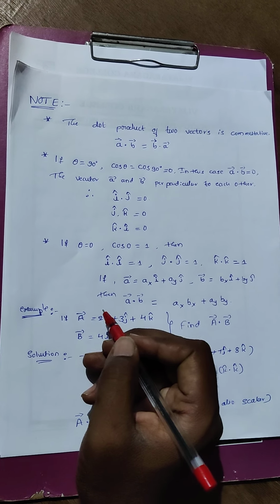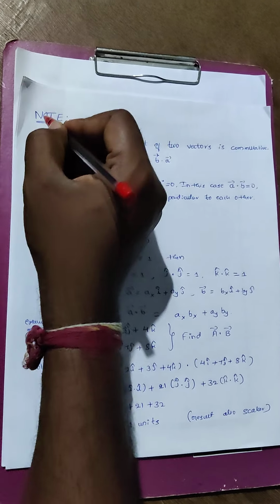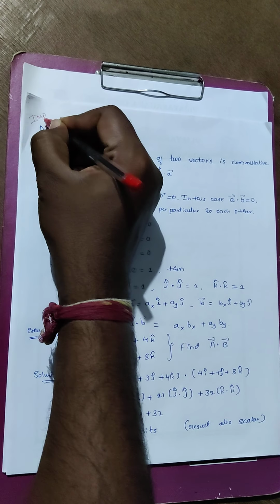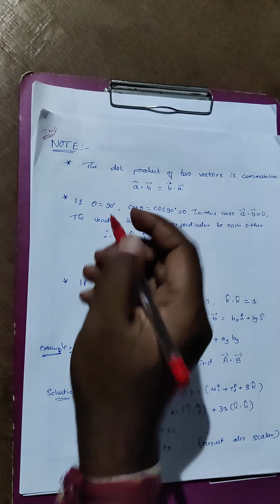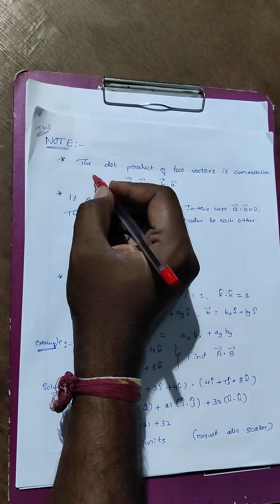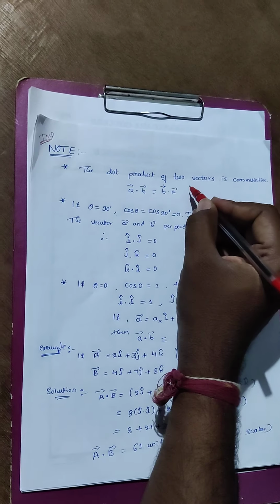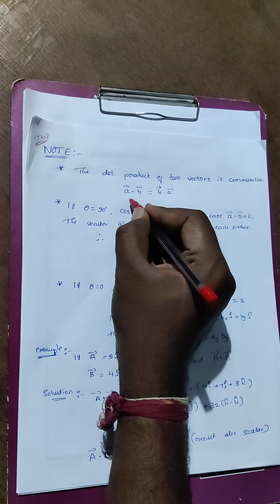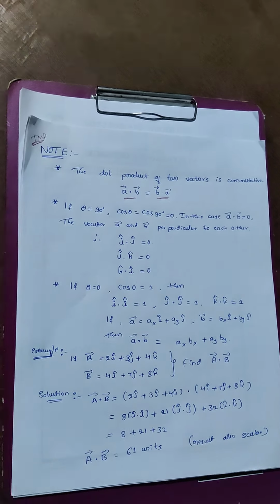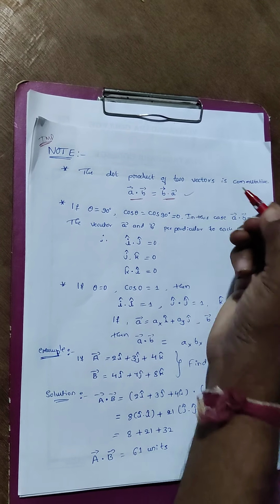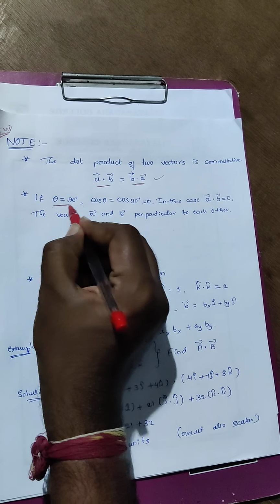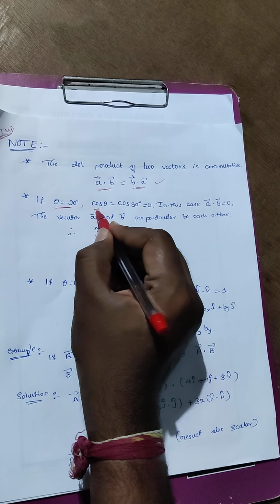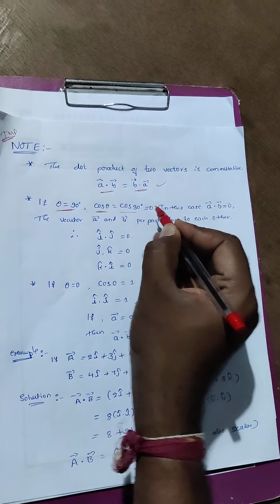For this dot product or scalar product, some very important notes are given below. The dot product of two vectors is commutative: A dot B is equal to B dot A. This is the first point. Now the second point: if theta is equal to 90 degrees, cos 90 degrees is equal to 0.